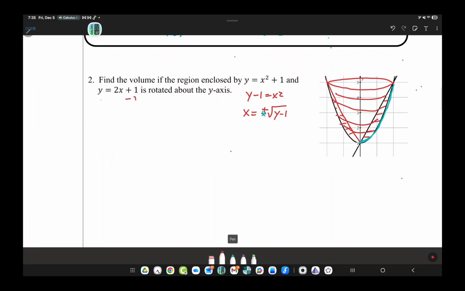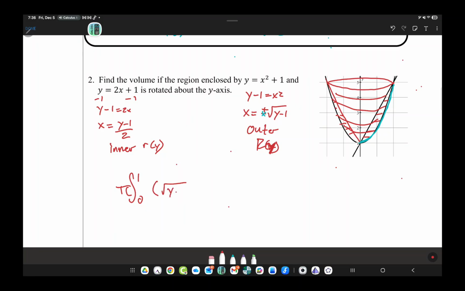Right, so here, subtract 1, y minus 1 equals 2x. So x is equal to y minus 1 over 2. There's our two functions. So this would be my outer, my capital R of x. This would be my inner, well, r of y technically. So lowercase r of y. So integrate from 0 to 1. We'll go ahead and put the pi outside. Okay. My outer radius, which is the square root of y minus 1 squared, minus the inner radius, y minus 1 over 2 squared, dy.